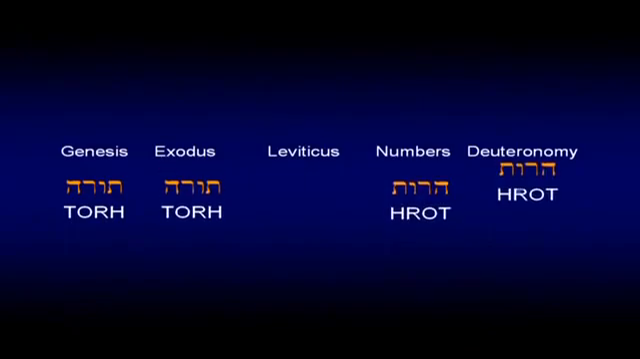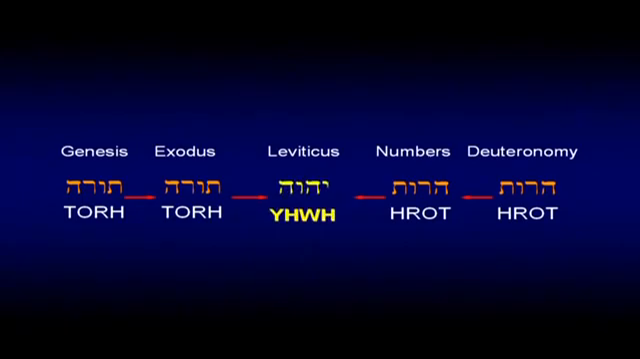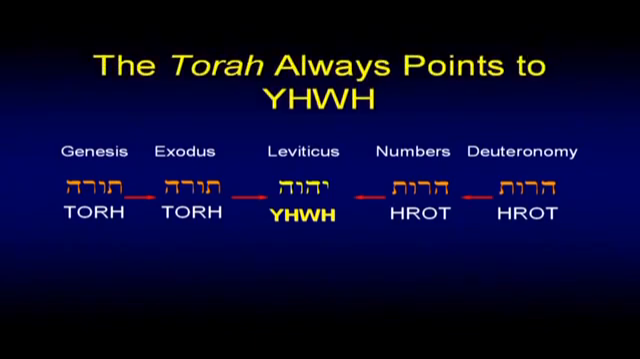Wow, Yahweh, if you will. There are other conclusions. But anyway, so we have Genesis, Exodus going from left to right, Numbers, Deuteronomy going backwards, and Yahweh in between, and we discover that the Torah always points to Yod, He, Vav, He, or Jehovah.